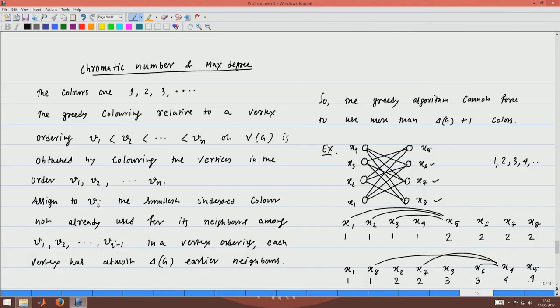So, this explains how many colors you need to use by the greedy algorithm, that depends completely on the ordering of the vertices. How do you order the vertices? And this algorithm does not talk about how to order the vertices so that the number of colors required will be less. Okay. So, this example explains that if you change the ordering of the vertices, you require different number of colors. Right. Okay.